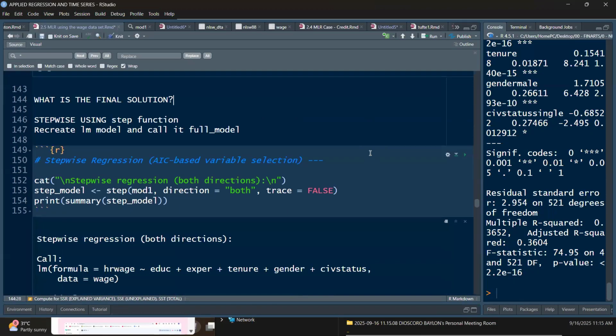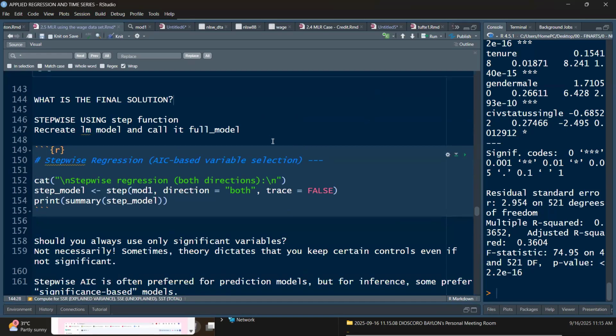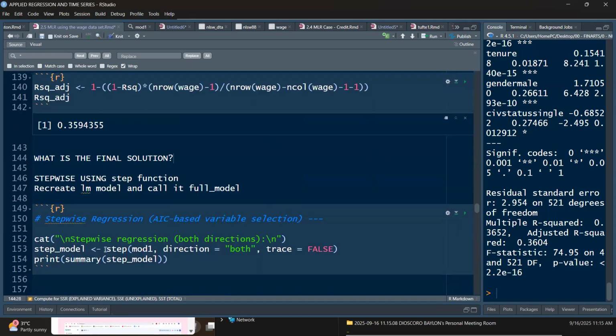Good thing there are packages that will give us an automatic stepwise. So here, we're going to use the step function. This is from the MASS package, okay? And we're creating an object called step model. Then step mod 1, this is the full model, right? All the predictors. We'd like to check from model 1, direction is both. What does this mean? Direction is both means stepwise forward or stepwise backward.